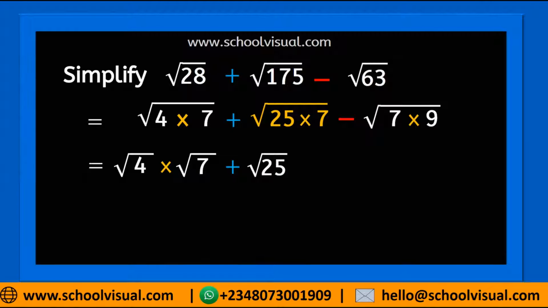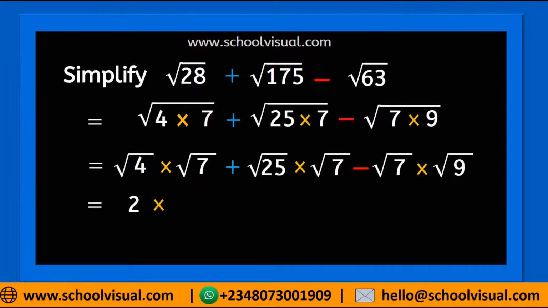Then root 25. There is a multiplication sign, write it down. Then root 7. There is a subtraction sign, write it down. Root 7. There is a multiplication sign, write it down. And root 9. Now you can see that each number has its own square root. Okay, so let's continue. Now, what is the square root of 4? Square root of 4 is 2.